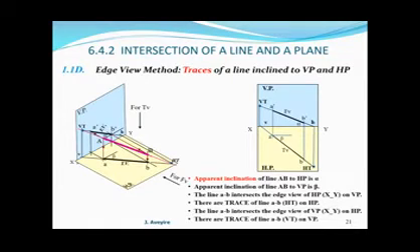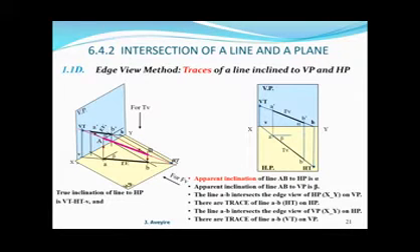Let us look at the right side, where we have the two planes now realigned. From the front view, we have the apparent inclination of the line to the horizontal plane being alpha, and from the top view, the apparent inclination of the line to the vertical plane being beta. When we look again, we can locate our VT on the vertical plane and our HT on the horizontal plane.